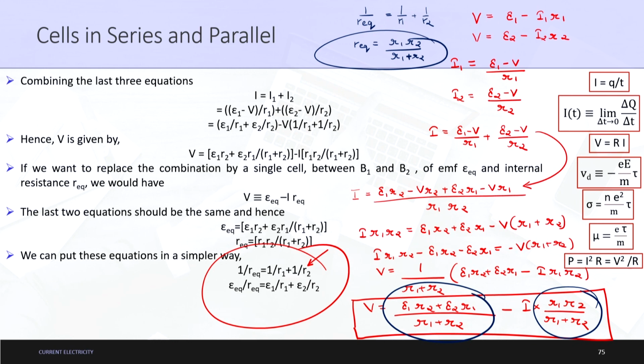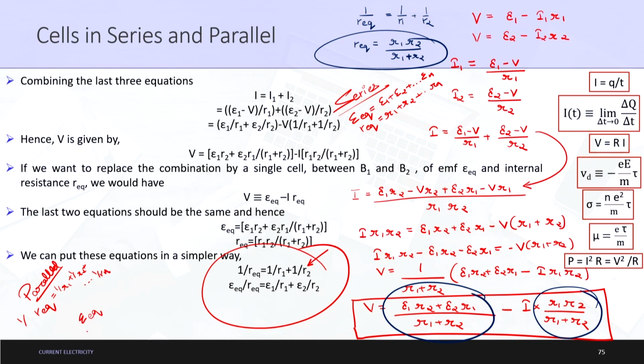First of all, for series and parallel, for the series it is simple: epsilon EQ is equal to epsilon 1 plus epsilon 2 plus dot dot dot till epsilon n, and similarly REQ is R1 plus R2 plus dot dot dot till Rn. But for parallel, 1 by R equivalent is equal to 1 by R1 plus 1 by R2 plus dot dot dot till 1 by Rn, and similarly epsilon EQ upon REQ is equal to epsilon 1 upon R1 plus epsilon 2 upon R2 plus dot dot dot till epsilon n upon Rn. This is the final formulation for cells in series and parallel.